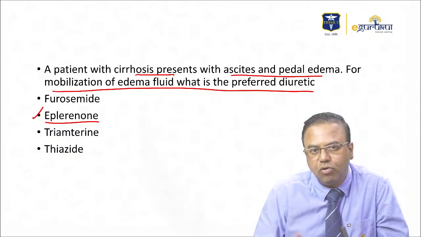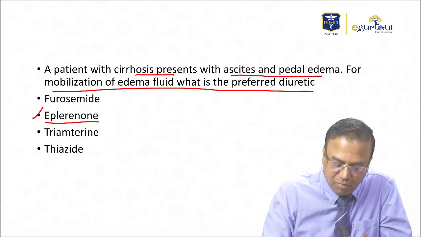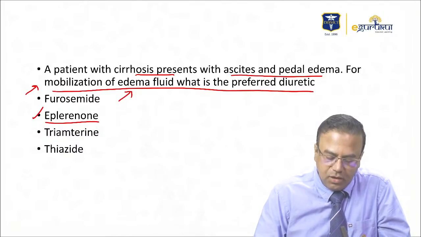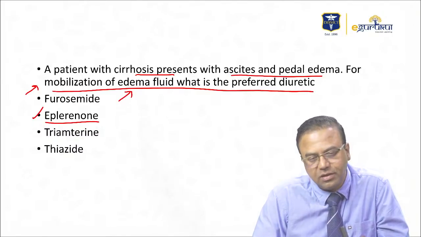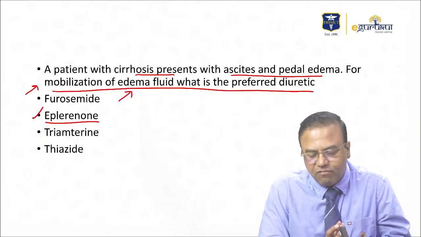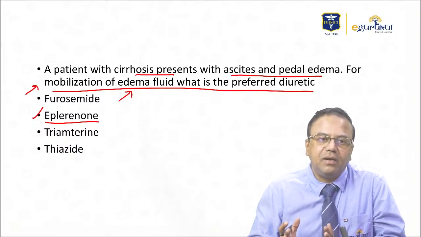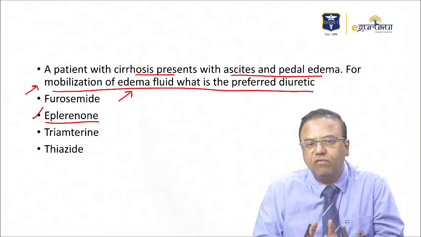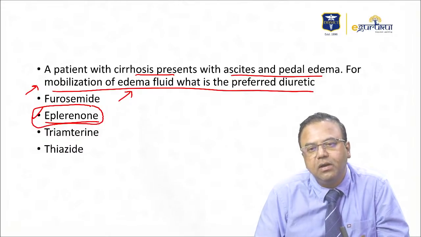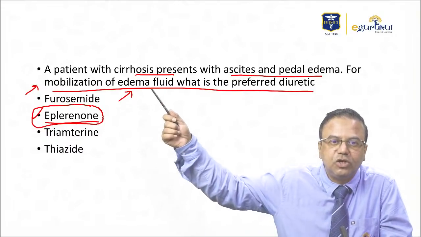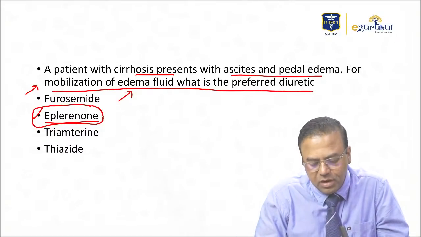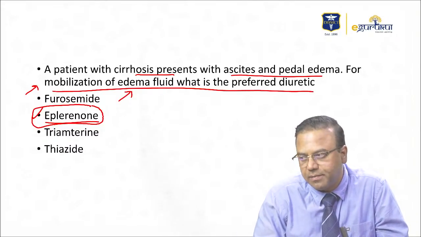Now, I have seen some people go too much into the wordings of the question. They said, sir, this was mobilization of fluid, so I felt the better answer is furosemide. If you read the wordings in Harrison also, they suggest the same thing: you have to start the patient on a mineralocorticoid receptor antagonist first. Furosemide is just an add-on drug, and the dosages can be increased if you want to mobilize more fluid. That's different. But the first line is this only, and I don't think the answer will change to furosemide simply because they have used the sentence mobilization of edema fluid. So the answer should still be a mineralocorticoid receptor antagonist.